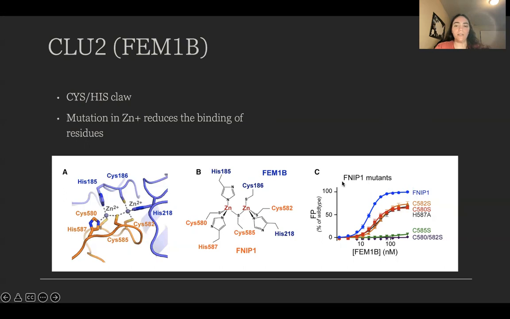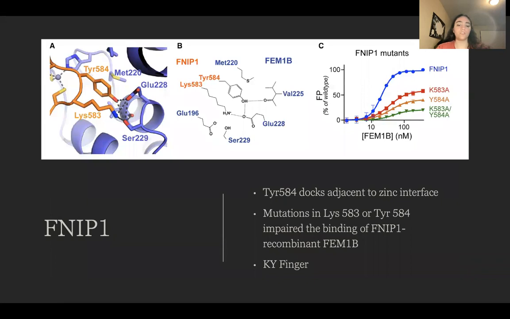So when they mutated the FNIP1's cysteine-histidine residues to test this theory, they found that the unmutated FNIP1 binds higher than all the other mutations, which proves that the zinc 2+ residues fit into the cys-his claw in order to attract the two together, directing to the FNIP1 substrate.